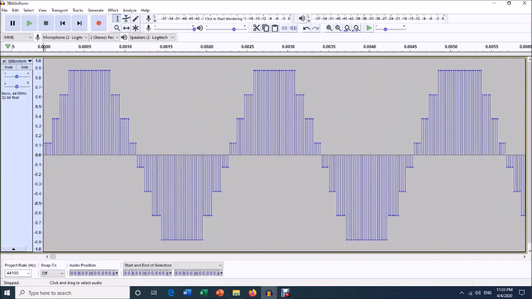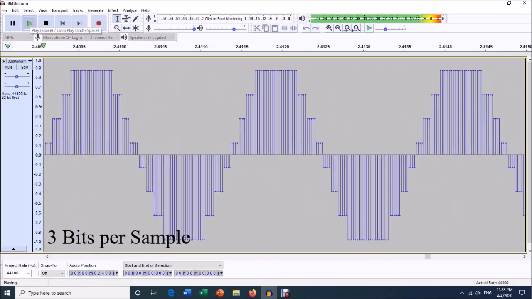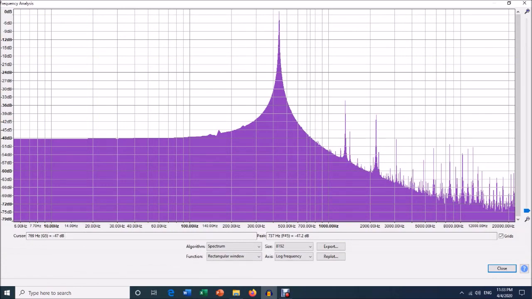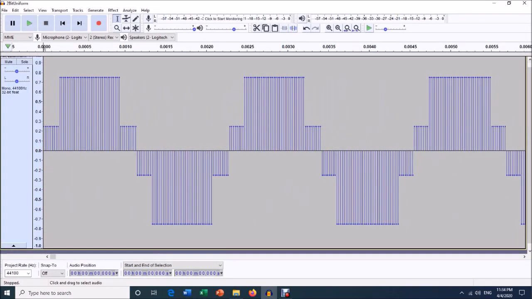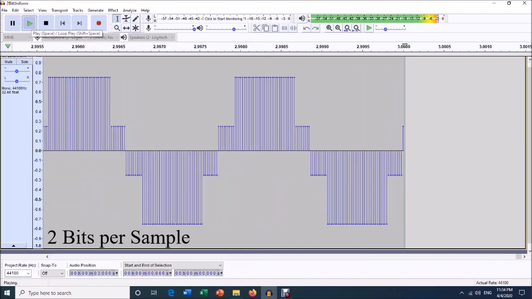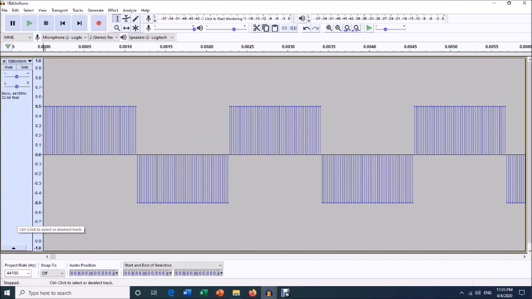This is 3 bits per sample. This is 8 levels. And the corresponding spectrum. This is 2 bits per sample, 4 levels, and the accompanying spectrum. This is 1 bit per sample, 2 levels.